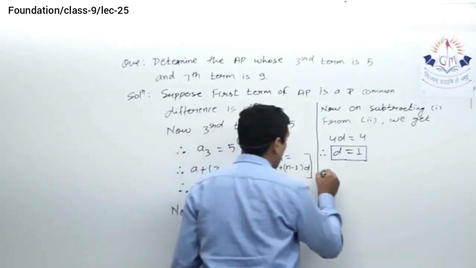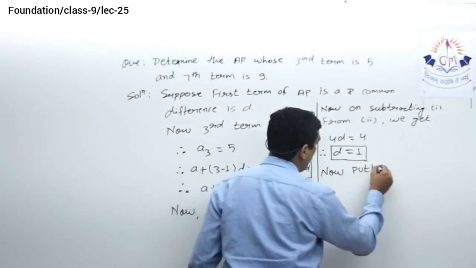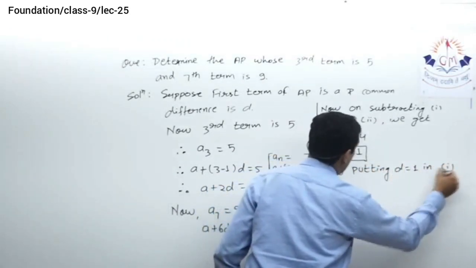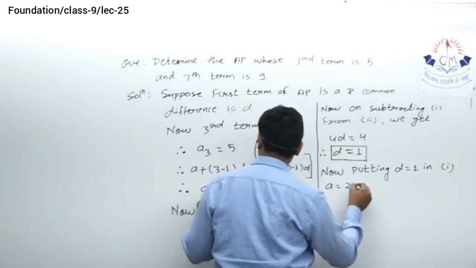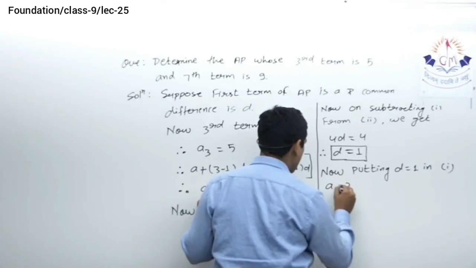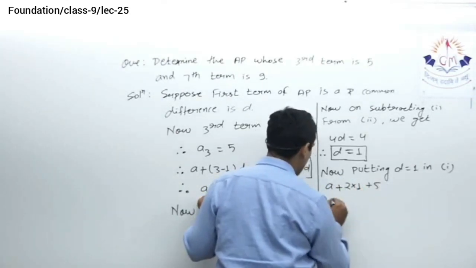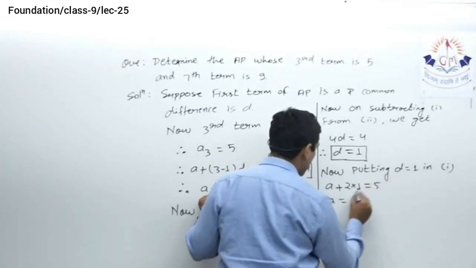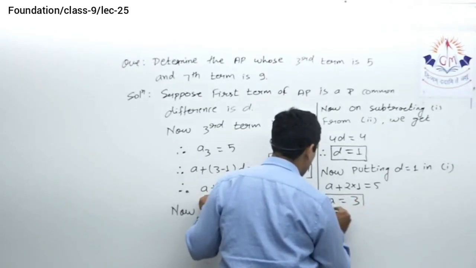So now putting D equal to 1 in the first equation, A plus 2 into 1 is equal to 5, so A is equal to 5 minus 2, that is 3. So here I got the value of A as well.